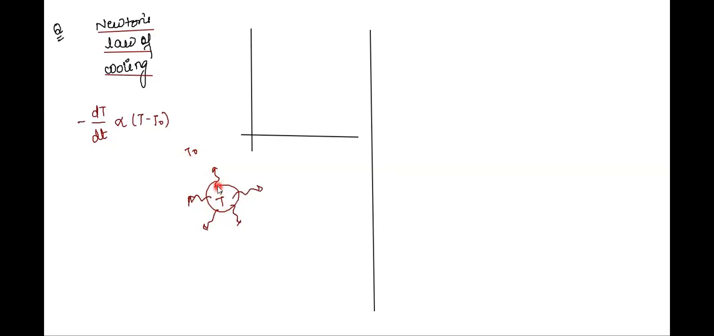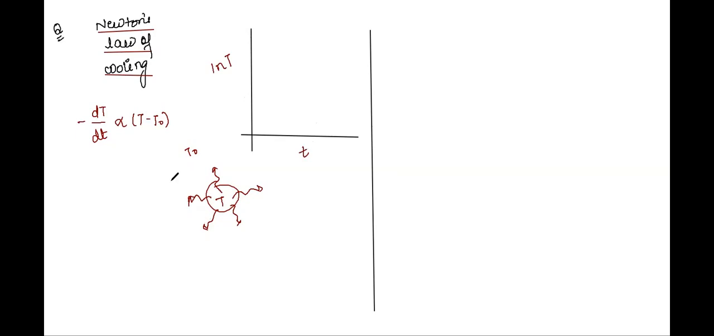Are we clear now, Karuna? Yes, sir. We need to plot a graph between the natural log of the temperature of the body and the time. Right? This is what we need to do. Are we clear now, Karuna?